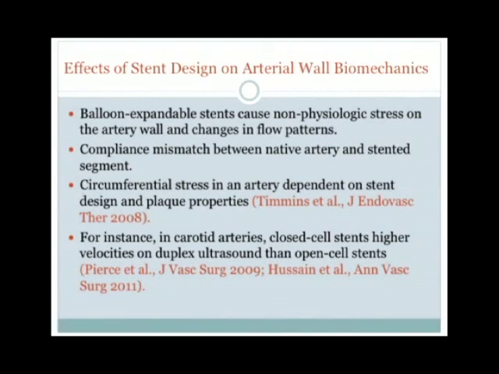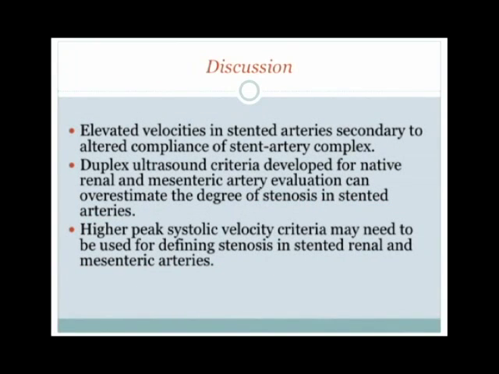We know that there's some non-physiologic stress caused by the stents on the arterial wall. There's elements of compliance mismatch between the artery and the stent itself. And probably the stress in that artery is dependent on the type of stent we use and also the plaque that's in the artery itself. There's a bit more data in the carotid stent ultrasound criteria. We know that in carotid arteries, for instance, closed cell stents tend to have higher velocities than open cell stents. So I think we all recognize that we're going to have to use higher velocity criteria than we would normally use for native vessels in trying to predict in-stent restenosis.